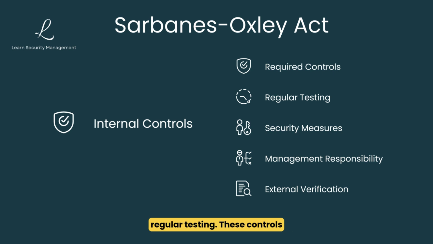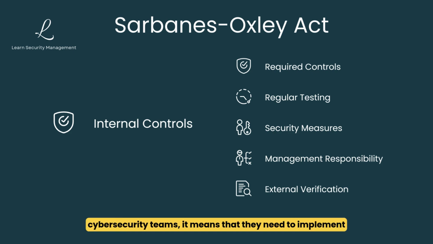We also have regular testing. These controls must be tested regularly to verify that they're working as intended. Annual assessments aren't enough. You need to have ongoing testing, and it is necessary. For cybersecurity teams, it means that they need to implement access management so they can see who can access financial data using proper authentication and authorization systems.